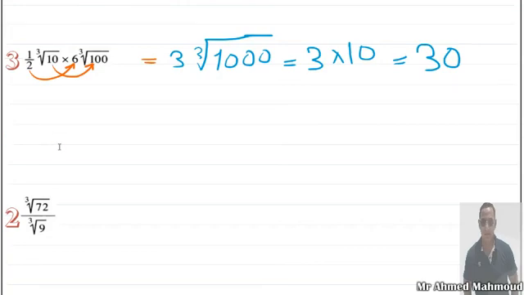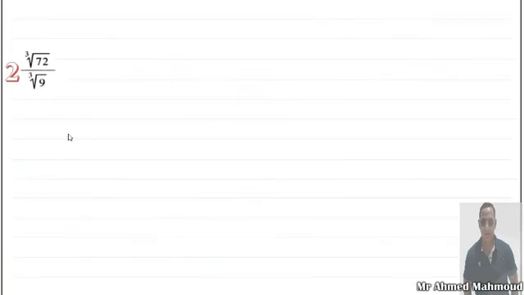The next one. Cubic root 72 over cubic root 9 equals cubic root of 72 over 9, which equals 8. 8 is a perfect cube. Its cubic root equals 2.